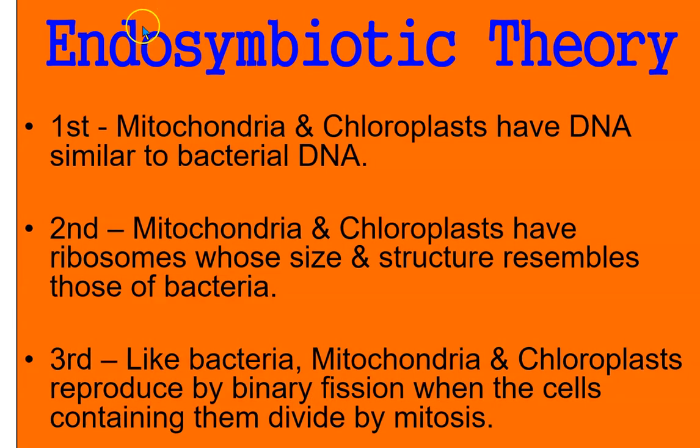All right, so these are the pieces of evidence that support the endosymbiotic theory. So first, mitochondria and chloroplasts have DNA that's similar to bacterial DNA. Second piece of evidence is that mitochondria and chloroplasts have ribosomes whose size and structure resembles those of bacteria. And then finally, like bacteria, mitochondria and chloroplasts reproduce by binary fission when the cells containing them divide by mitosis. So these are the pieces of evidence that support the endosymbiotic theory.